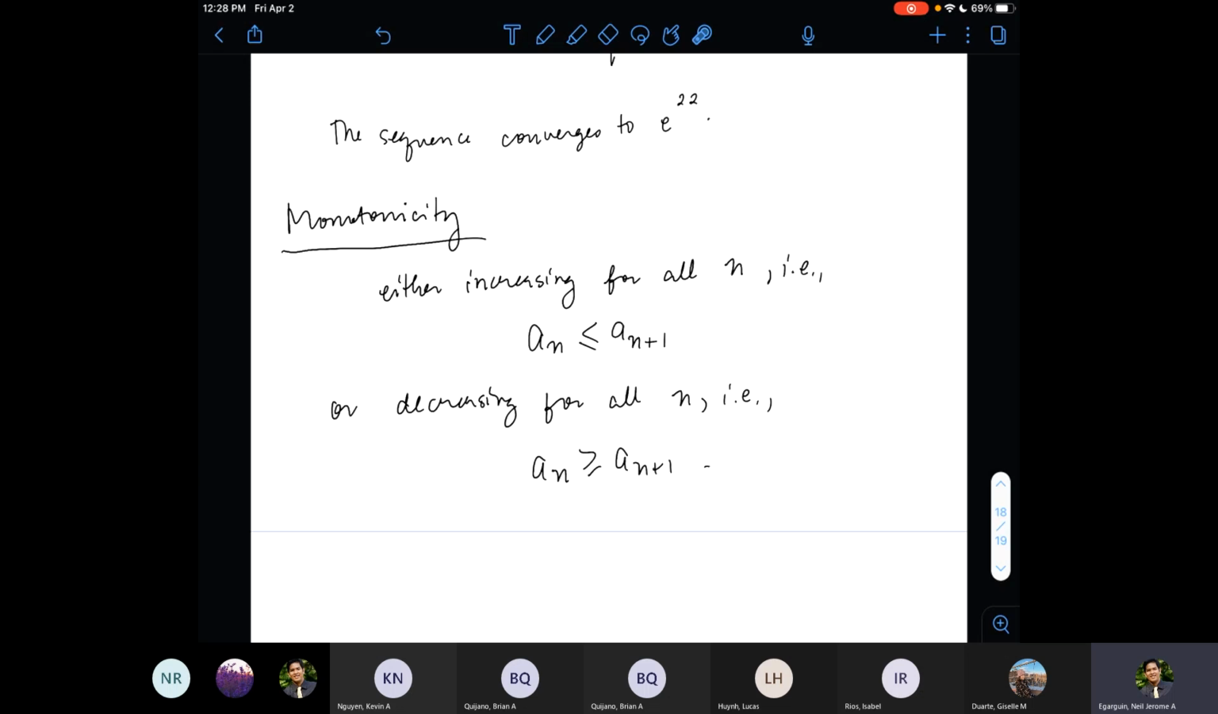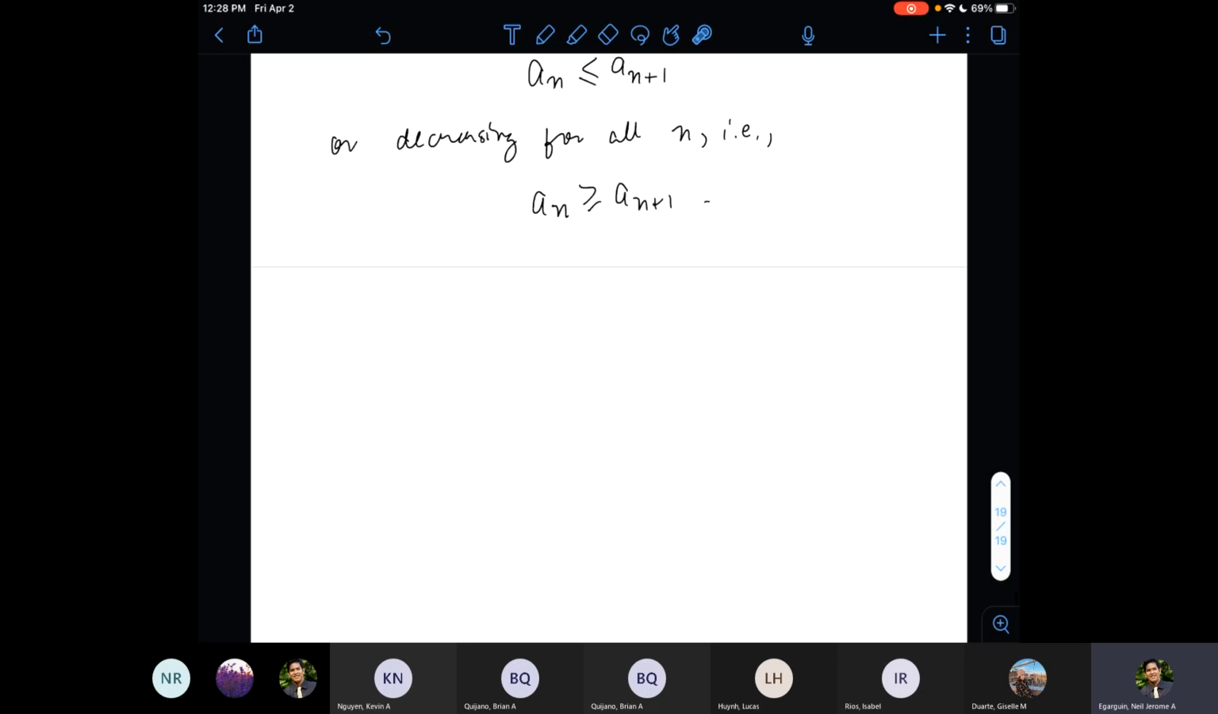Because to show that it is not, you can just give me a counterexample: a term that is smaller than a previous one and a term that is larger than a previous one. That suffices as a proof for non-monotonicity. But if a sequence is monotonic, then you need to perform some tests, right? So let's look at some examples.